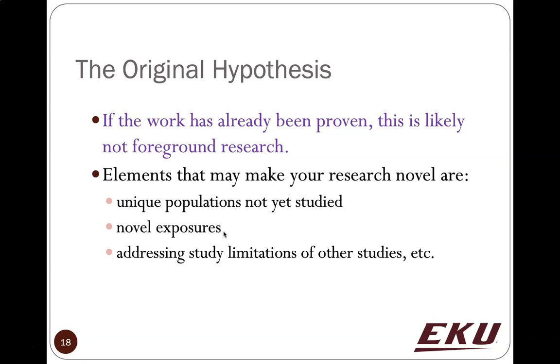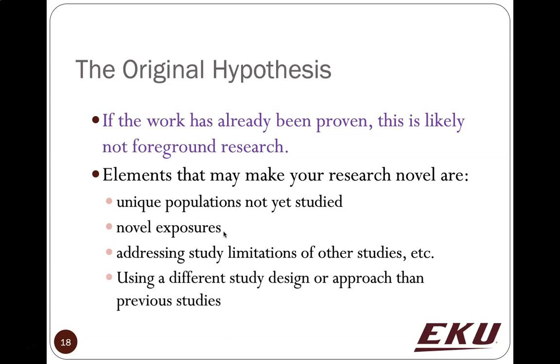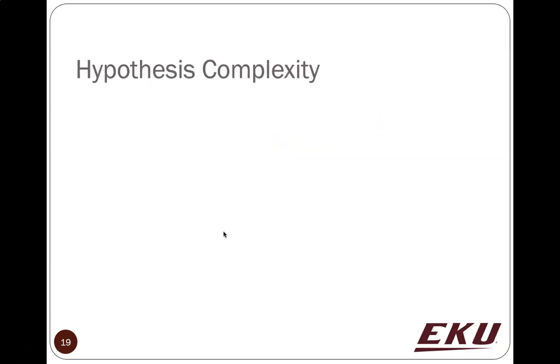Another element that may make your research novel could be other studies that have been done, but they had certain limitations. They maybe didn't ask a certain question in their questionnaire and couldn't adjust for some particular confounding variable because they didn't ask about it. And now you're going to ask about it to see whether or not that confounding variable actually makes a difference. You may also use a different study design related to the same research topic. They may have used an ecologic design, and you may be using a cross-sectional survey. So there are a variety of ways, and there are other ways that are out there whereby you could develop an original hypothesis.